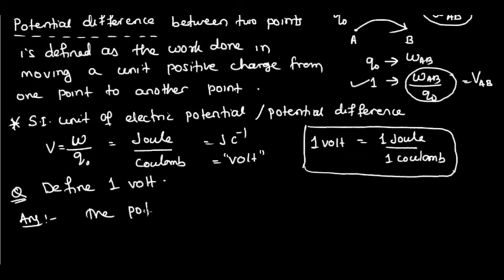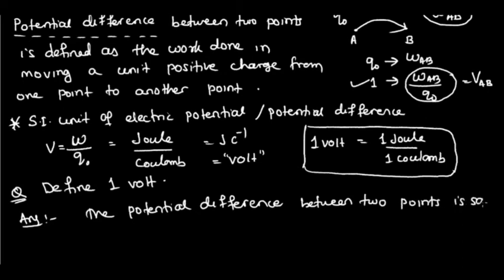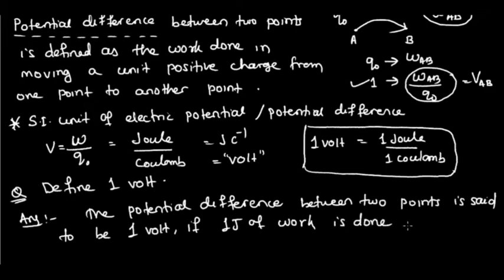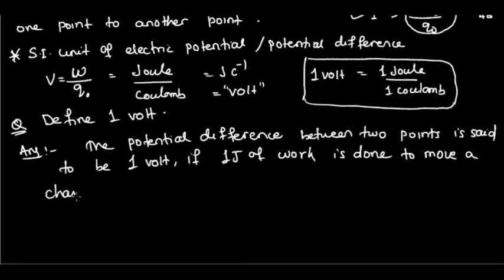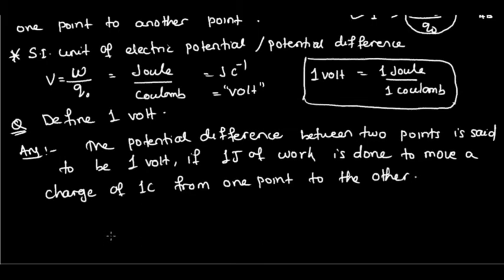How can I define it? The potential difference between 2 points is said to be 1 volt if 1 joule of work is done to move a charge of 1 coulomb from one point to the other. Is that clear? So this is the definition of 1 volt.